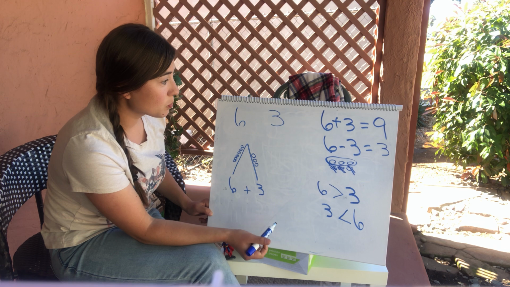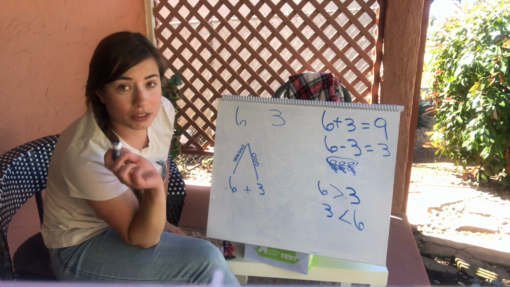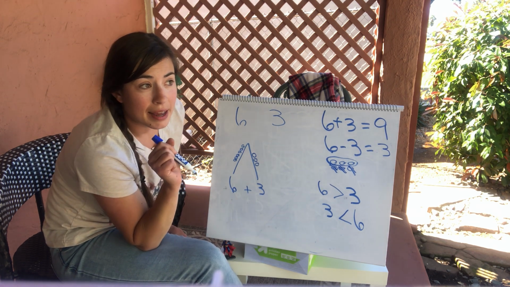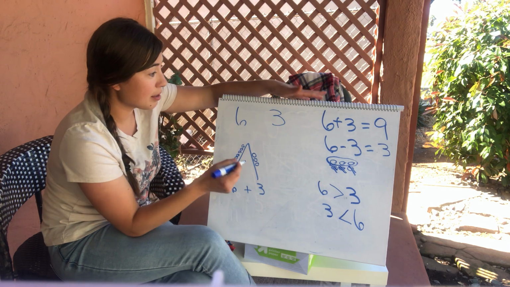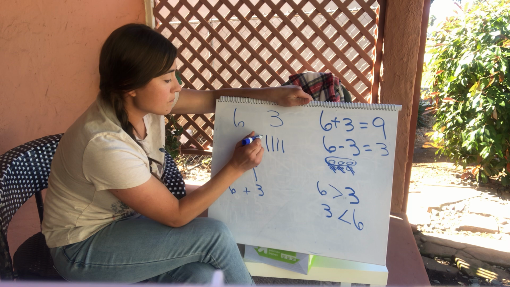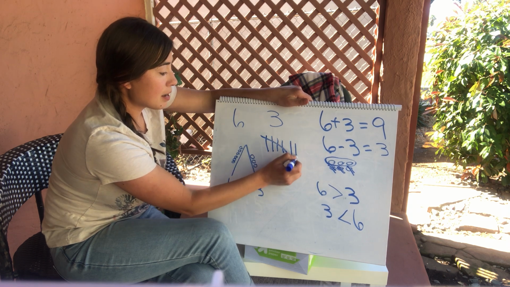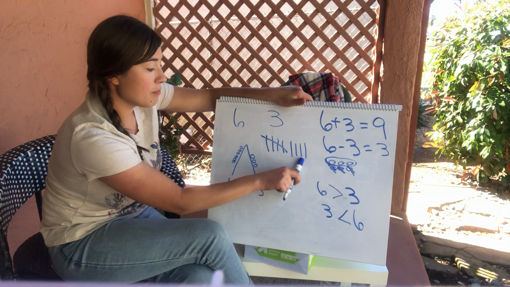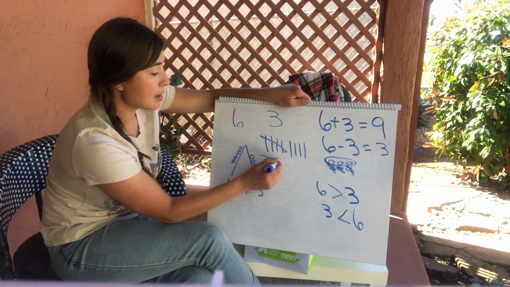And our tally marks, we get to do 9 tally marks. Go ahead and start writing your tally marks, and we can compare and see if they match. 1, 2, 3, 4, 5, 6, 7, 8, 9. A group of 5 and a group of 4 to make 9 tally marks.